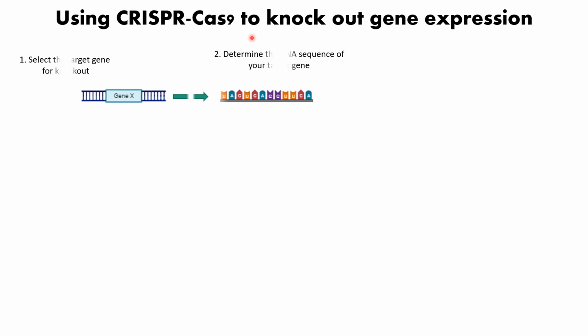So I will show you now in steps how this process occurs in a very general way. So first of all, as we said, you need to identify a gene of interest that you want to knock out. Once you identify that gene, you need to determine the DNA sequence of that gene, specifically the exon sequences of that gene.